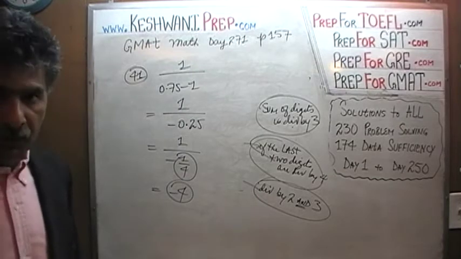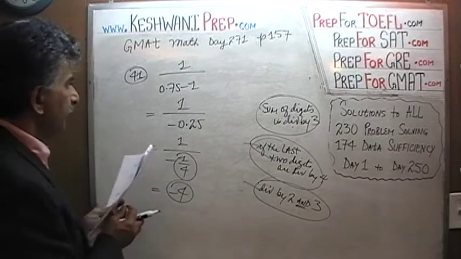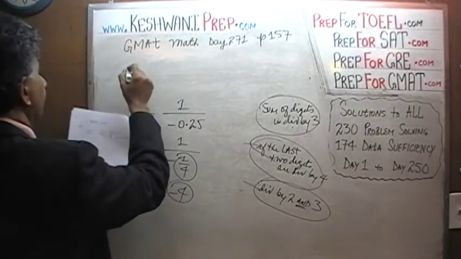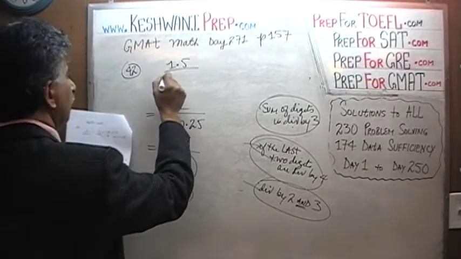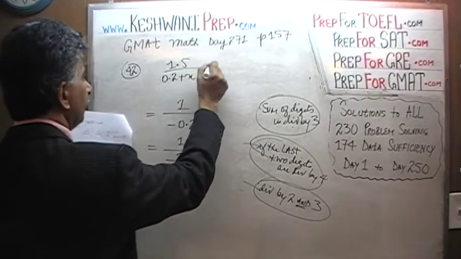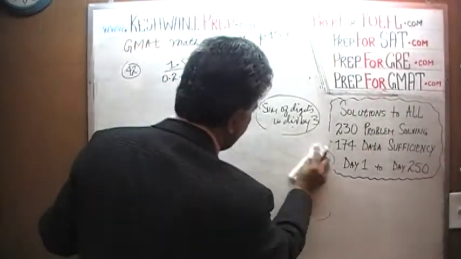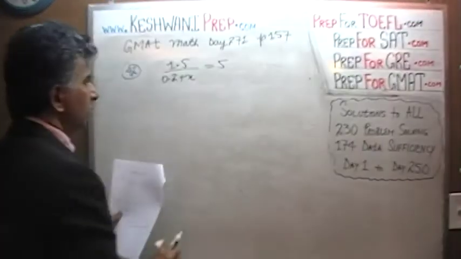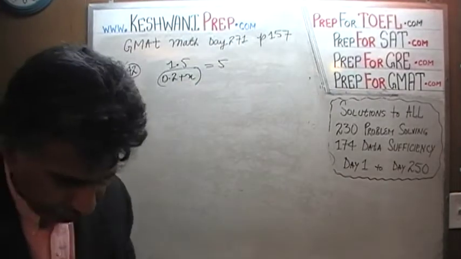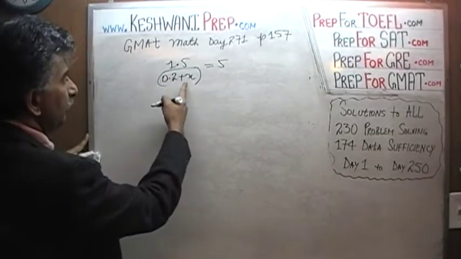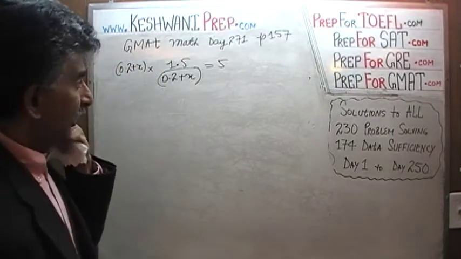Let's do the next one, number 42. Question number 42. 1.5 over 0.2 plus x, we are told, equals 5. Let's find out what x is. We multiply both sides of the equation by this quantity, 0.2 plus x. I don't actually have to do it out physically. I shouldn't have to do that.